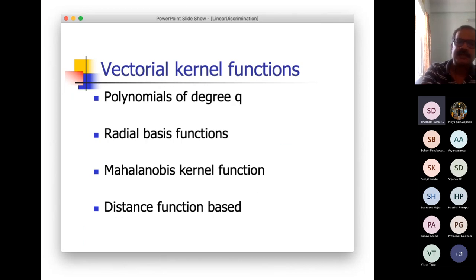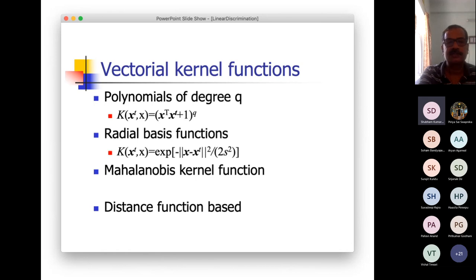Some of the kernel functions satisfying those properties, symmetric and positive semi-definite kernels, given data points. So this is one kernel function, for example. You can see that it is the dot product of two feature vectors plus 1, raised to the power q. That's a polynomial of degree q. Then the radial basis function is also another kernel function, which looks like a Gaussian distribution kind of thing.